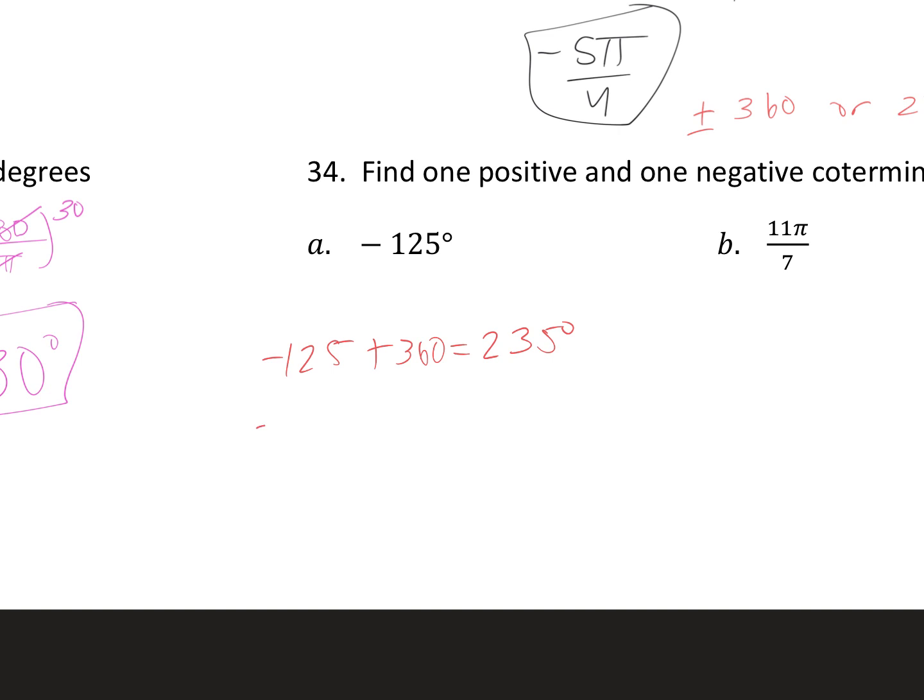A negative one would be negative 125 minus 360. What is that going to give me? Negative 485. Are those the only two answers that are valid? No. You can keep adding 360 and keep subtracting to get coterminal angles. So if it's a free response, you can add a couple times if you want to. If your multiple choice answer doesn't appear, add and subtract 360 again and see if you found something. Maybe they added 720 or something.